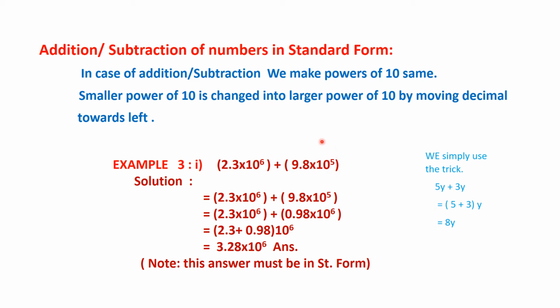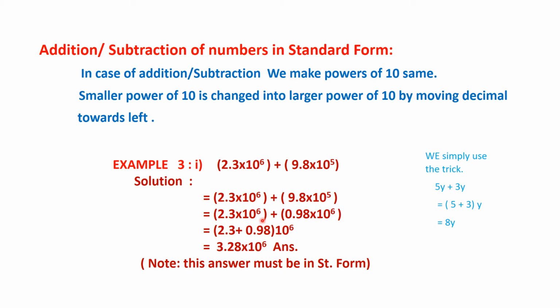For example, here I can write this 10 power 5 as 10 power 6. Simply I move the decimal one place towards the left side, because when the decimal moves one place towards the left, power plus 1 will be added, so we get this as the answer. No change in this part of the number. This number is as it is.